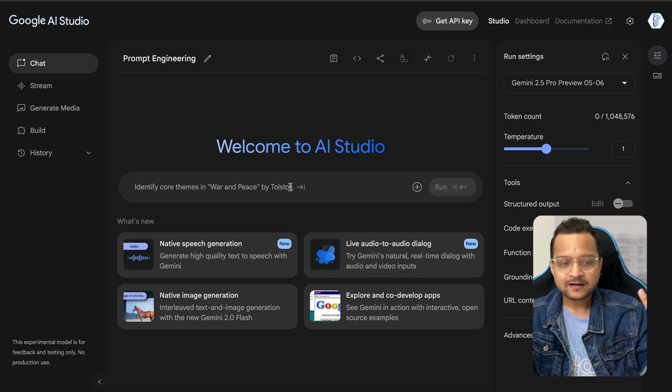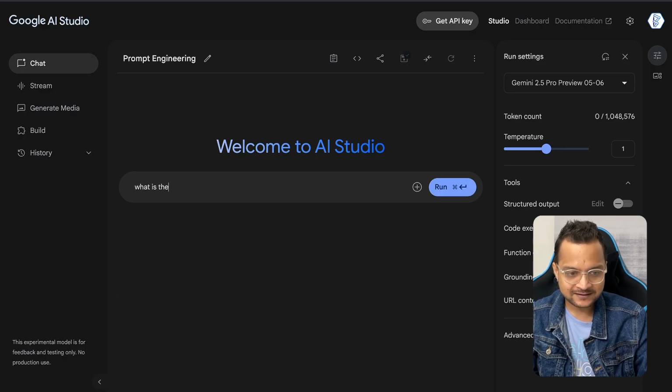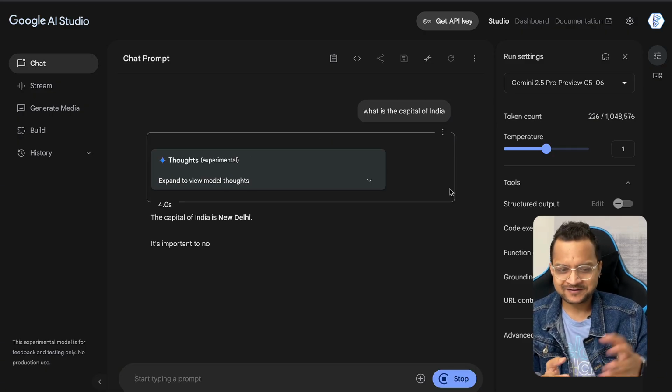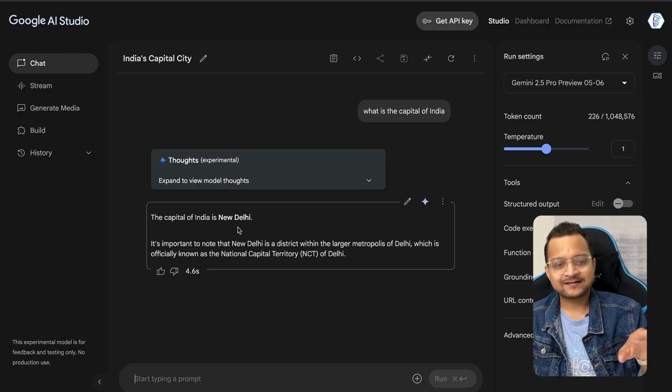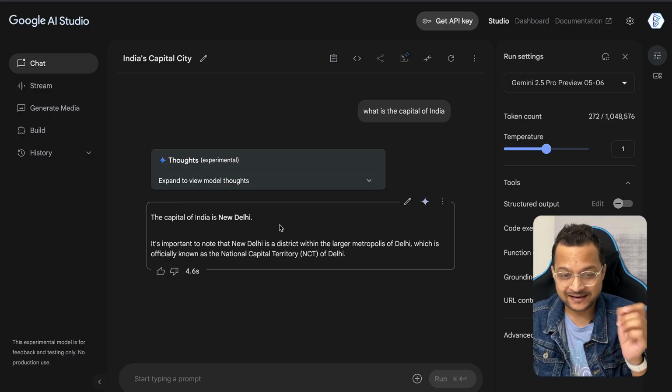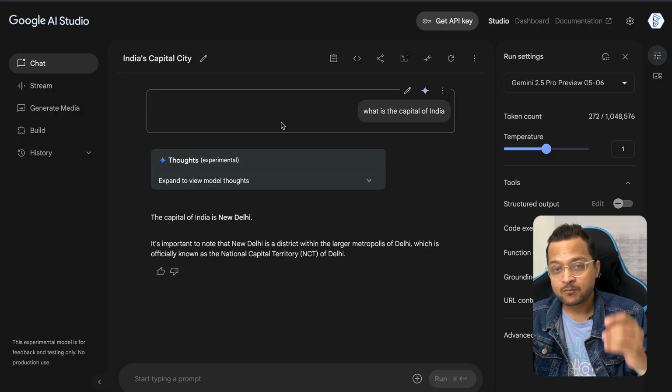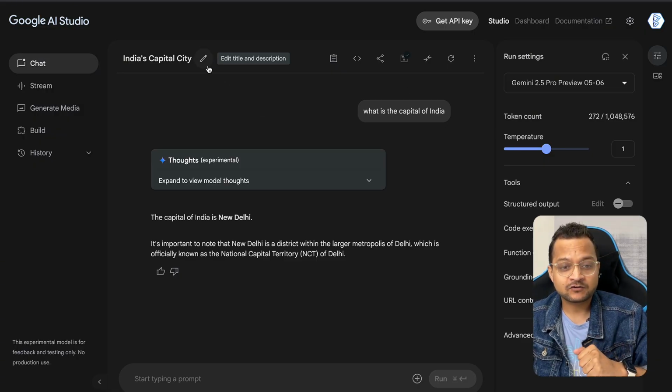So let's see. General question: what is the capital of India? Now at this point this should be a straightforward answer, but still the model is thinking. Okay, so we get that the capital is New Delhi, but let's now change the system prompt of this model and see how the response will change.